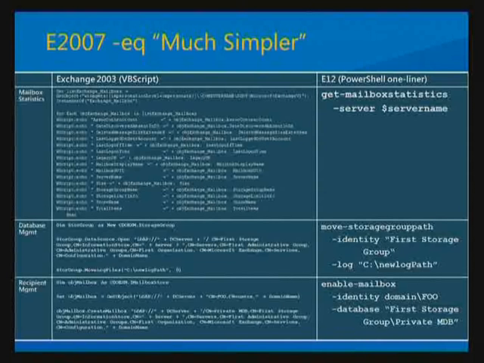Exchange 2007, side by side with the old way of doing things. In 2003, if you wanted to get information on how big your mailboxes were, there was a way to do it. It actually wasn't even that hard. It's only 20-something lines of code here.